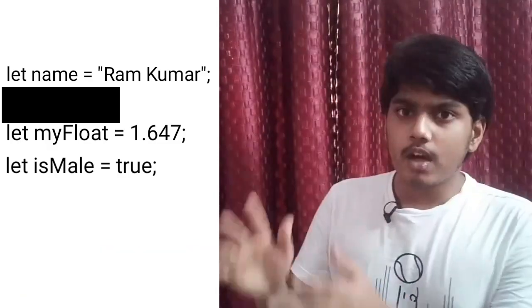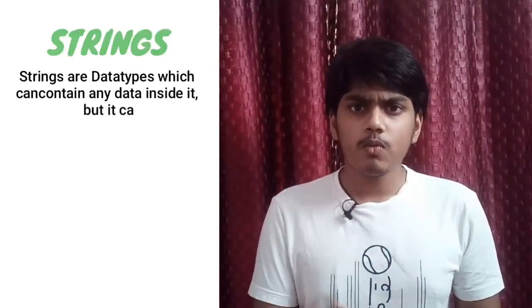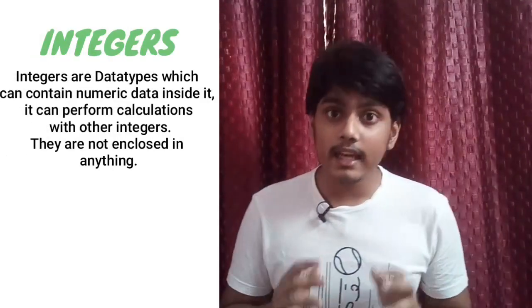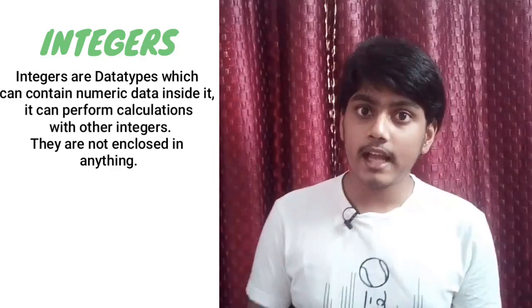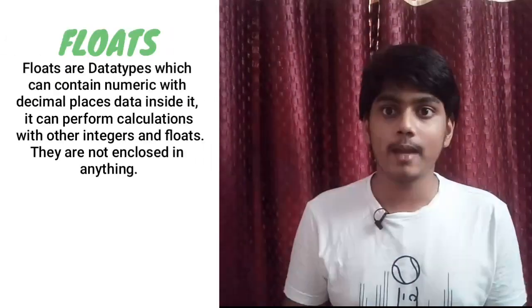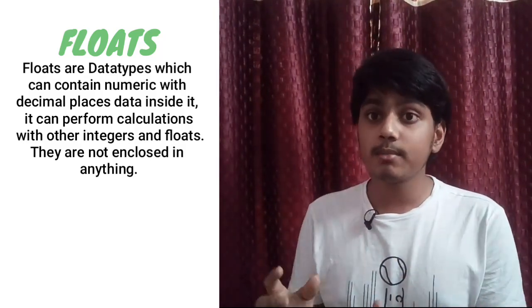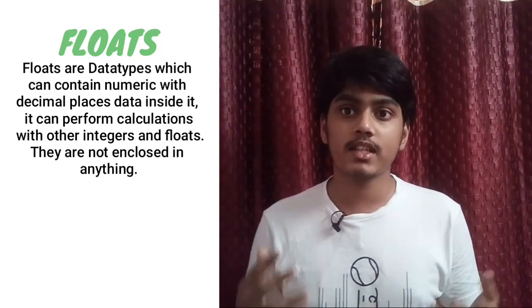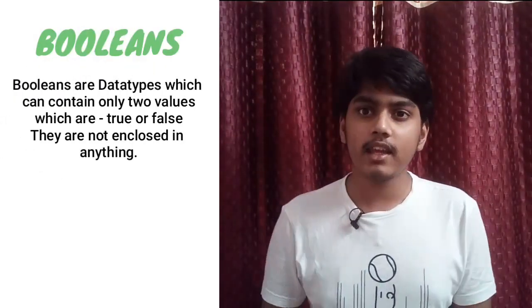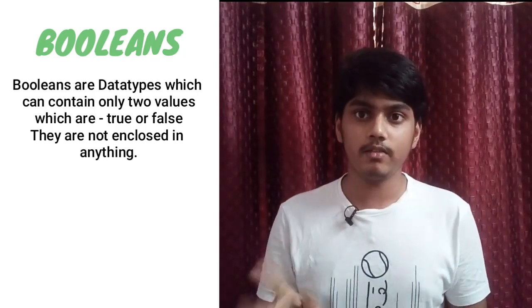Now as we have covered all these things, let's revise one step. First is string, which can have any kind of value inside it, enclosed in double quotes or single quotes, and cannot perform any calculations. The second data type is integer. It can perform calculations but does not contain decimal places. The third data type, which is float, can have decimal values and perform calculations the same as integers. And the fourth and last one which we have discussed is the Boolean. It can only contain two values, that is true or false.